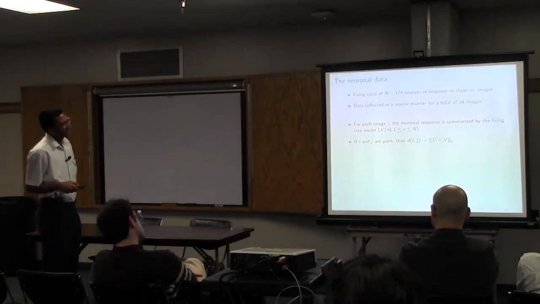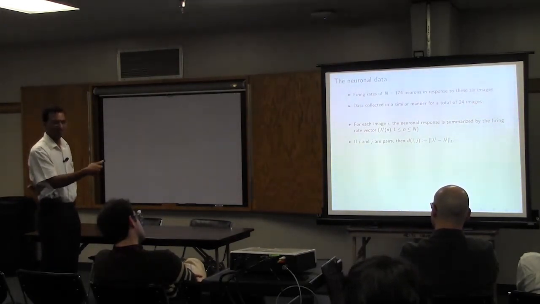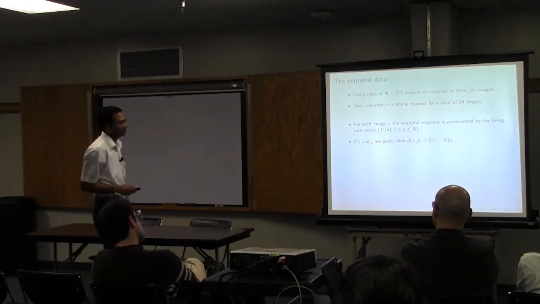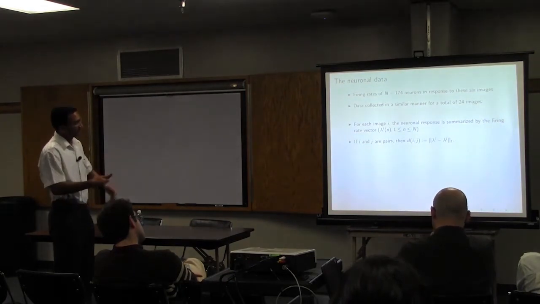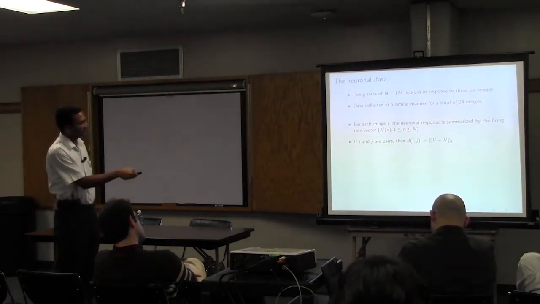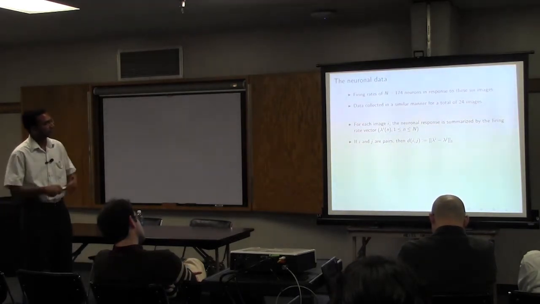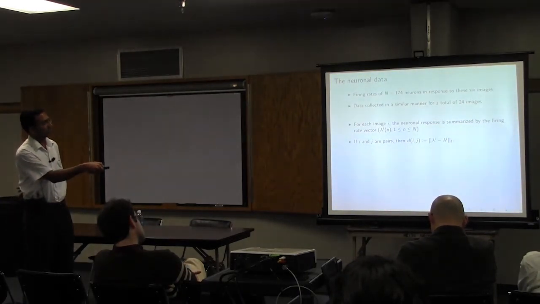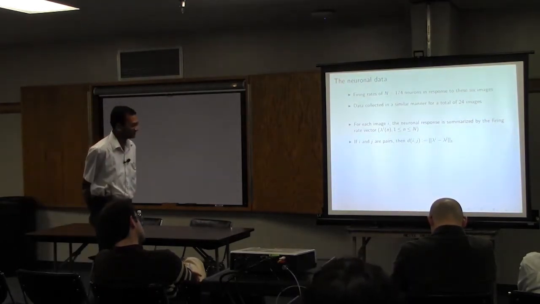They actually collected the data over several other images, and what I will describe is some results that they had for data collected over 24 images. The outcome of this experiment is that for each image I, they were able to get the neuronal response for all the 174 neurons. Okay, that's the summary of the findings that they had.